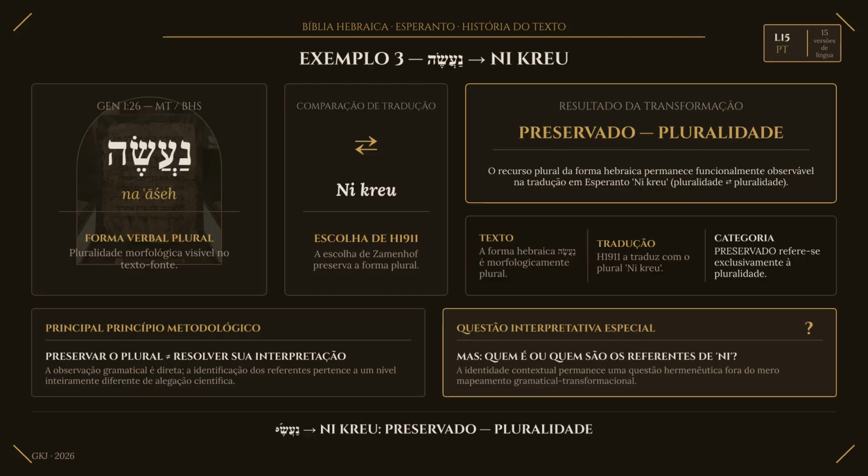demonstrating the necessity of semantic choice. Our third example looks at the plural form na'yasea, becoming nikriu. Here, the plurality is preserved, but interpreting who the we refers to remains an open hermeneutical question.